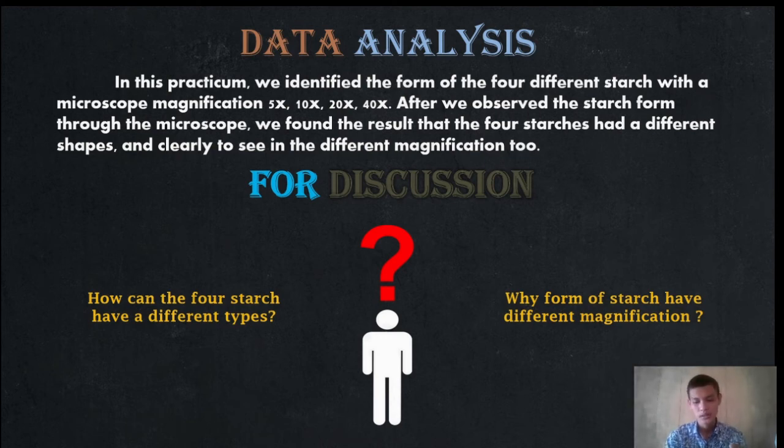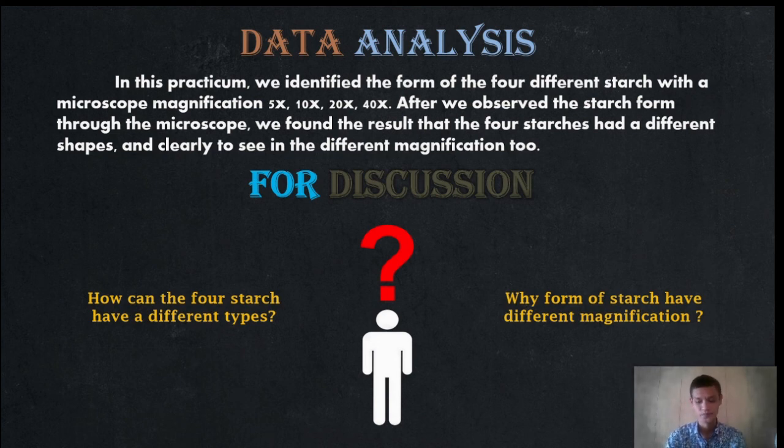The hilum is the starting point for the formation of starch, while the lamella are the fine lines that surround the hilum. So, the reason the forms of starch differ in magnification is due to the difference in the carbohydrate content in the starch. The bigger the starch form, the more carbohydrate content, and the smaller the form of starch, the smaller the carbohydrate content too.